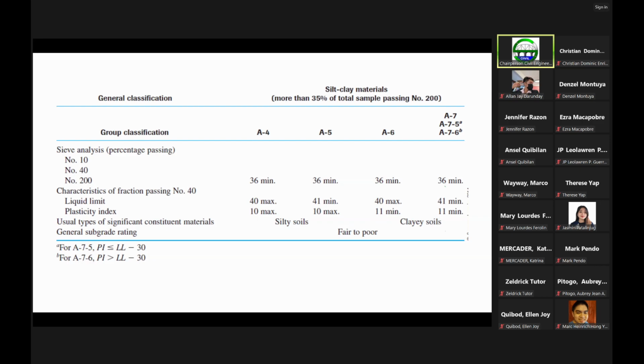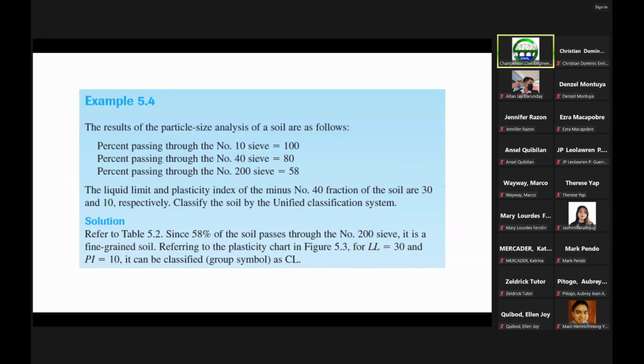Do you have any questions or clarifications so far before we go to the examples for the USCS system this time? Okay, if there's none so far, let us now go to the example for the USCS system.